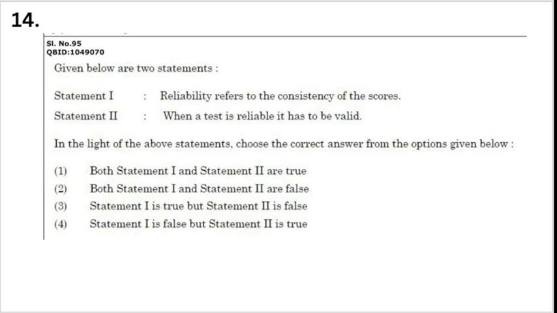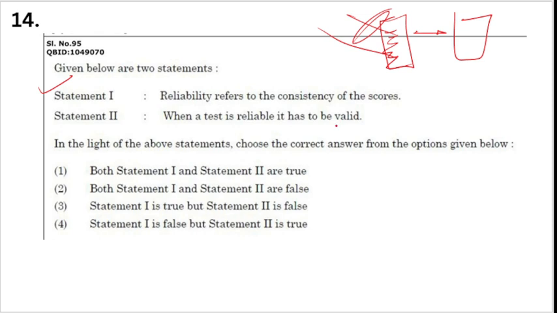Yeah. Okay, it was a fairly simple question. Reliability refers to the consistency of scores. Correct. When a test is reliable, it has to be valid. Not always. For example, I made up this particular test with random questions, and I conducted it over a period of time. Then there was consistency, split half, all those. There was reliability, there was consistency of score. But it is not measuring what it intends to measure. It does not have any content validity. There is no construct validity at all. So it is not necessary that when a test is reliable, it will be valid.